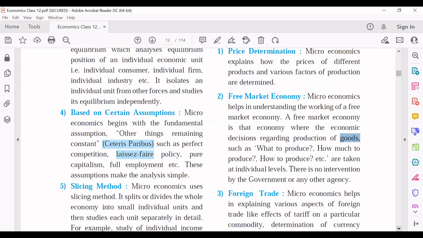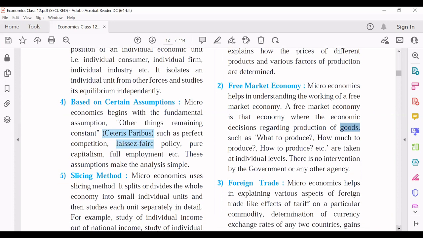Next is the free market economy. Microeconomics helps us in understanding the working of a free market economy, where economic decisions such as what to produce, how much to produce, or for whom to produce are taken at the individual level. There is no intervention by any other agency, be it the government or any other authority. So this becomes very easy.